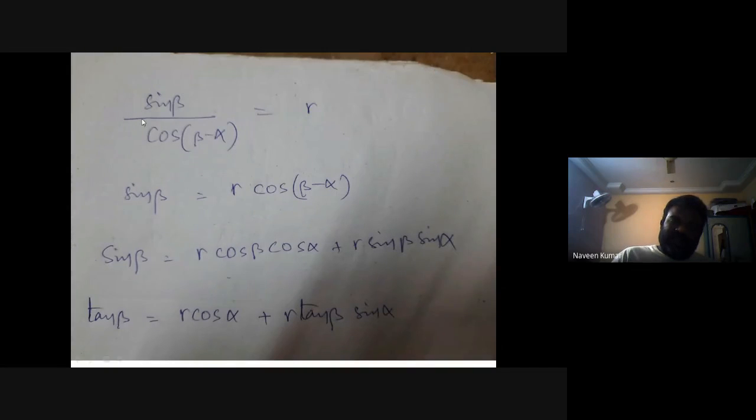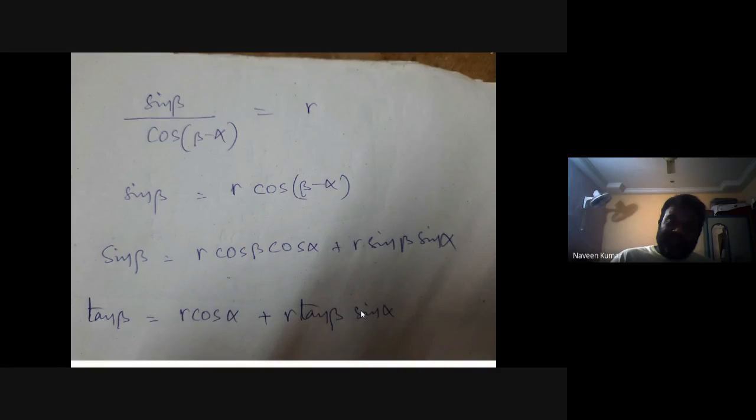Okay? Now I write it as sin beta is equal to R cos beta minus alpha, sending cos beta minus alpha to this side. Expand cos beta minus alpha: sin beta is equal to R cos beta cos alpha plus R sin beta sin alpha. Then divide both sides with cos beta. Then sin beta by cos beta becomes tan beta, and cos beta gets cancelled, so it becomes R cos alpha. And here sin beta by cos beta becomes tan beta: R tan beta sin alpha.